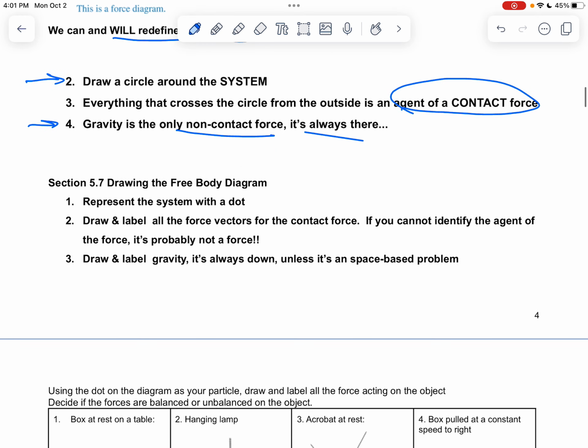All right, as I mentioned, we talked about drawing the free body diagram: represent the system with a dot. We've done that, kind of simplify it. It's that particle model. Label and draw all the force vectors for the contact forces. If you cannot identify the agent of the force, guess what? It's probably not a force, so keep that in mind. And then draw and label the force of gravity. It's always down unless it's some kind of space-based problem, and then that would be a little more challenging.